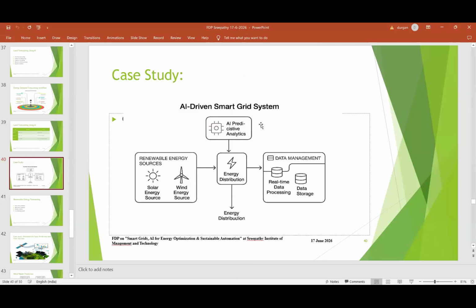This AI predictive analysis module has historical data prediction, which is compared with the real-time data, and this can be used for weather forecasting, then energy distribution, energy demand management, etc. Okay, so this is a good research work which is used in smart grid systems.